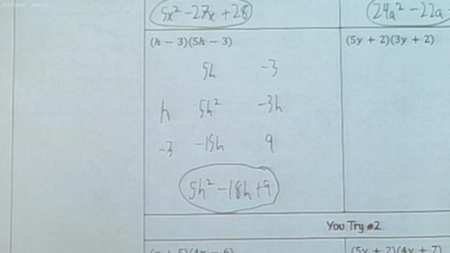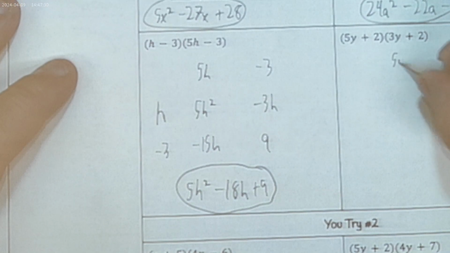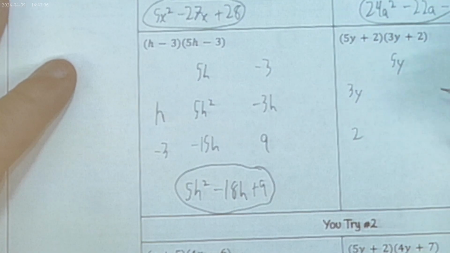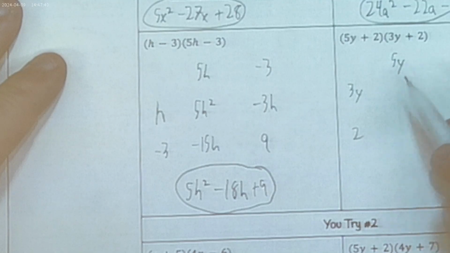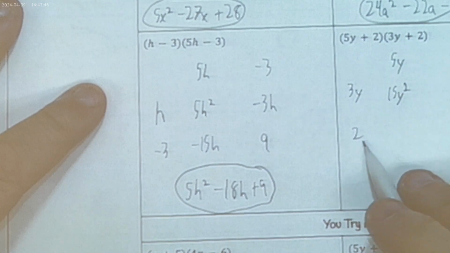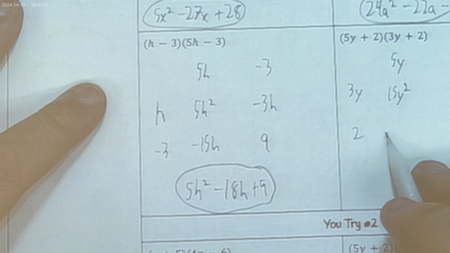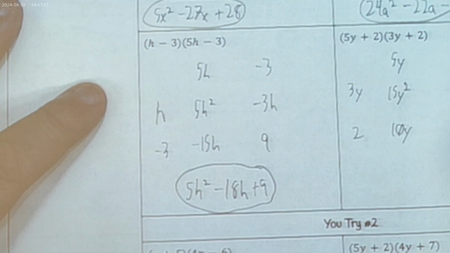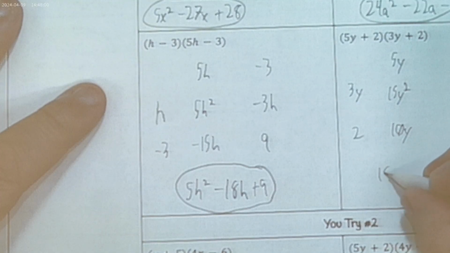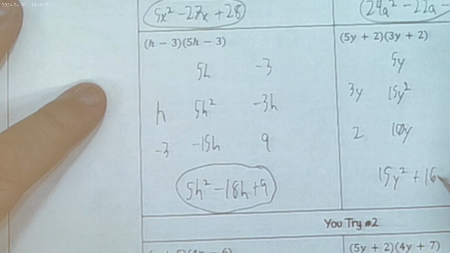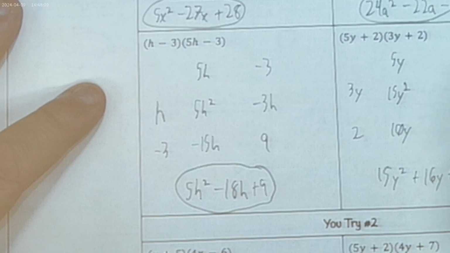And there we go. All right, finally, I'm going to go with 5y, 2, 3y, and 2. So 5y times 3y is going to be 15y squared. This space is going to be 3y times 2, which is 6y. This space is going to be 5y times 2, which is 10y. This last one is going to be 2 times 2, which is 4. So that leaves me with 15y squared. Adding these two up gives me 16y, and then finally plus 4.